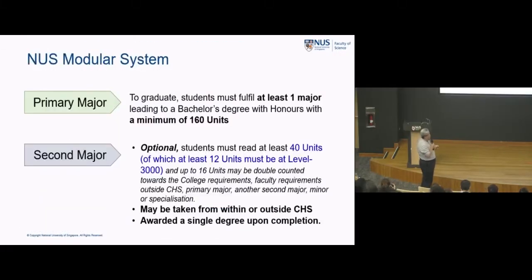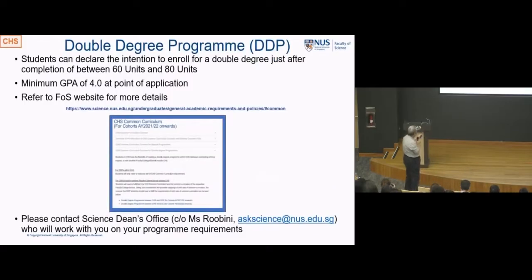Now, when do you do this? A student can declare the intent to enroll in a double degree, like I said, not exactly right on the spot here, but you can actually do it just after you complete about 60 units or about 80 units. Okay? Which means, don't rush. Make sure you understand what you want to do first. And then later, declare the double degree if you want.